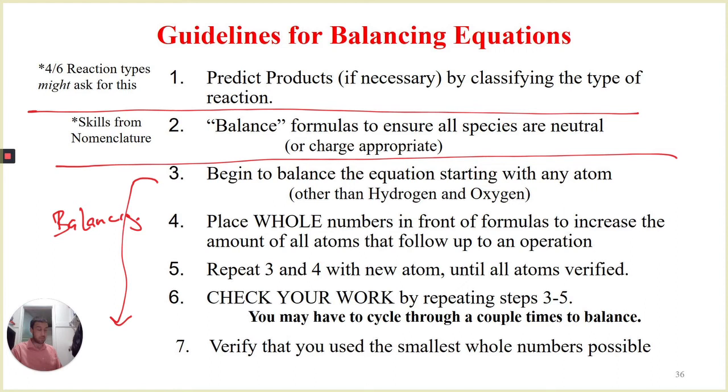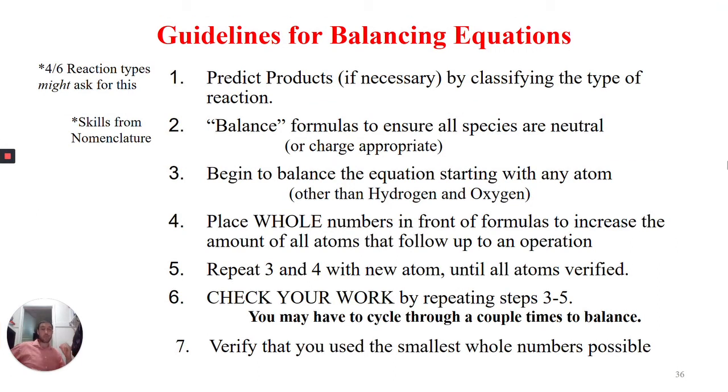So when we look at predicting products, sometimes you are expected to predict the product. Okay? That sometimes is 4 out of the 6 reaction types. And we may not force you to predict them. We may give them to you. Okay? So you have to look at the question and be careful with it. The next part is that you have to make sure that each of the formulas that you have written are correct, which is what we did when we looked at the sodium acetate, right? Sodium and acetate, their charges canceled out. So we're using our nomenclature rules to ensure that we have a proper formula so that when we go to balance, we can balance the equation properly.